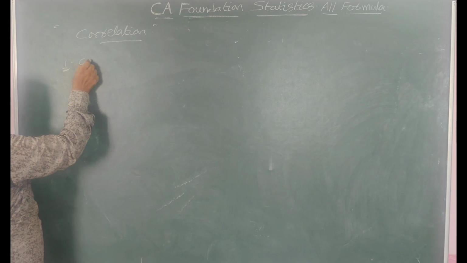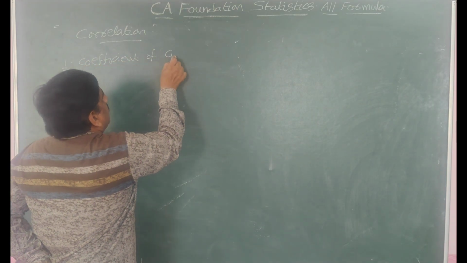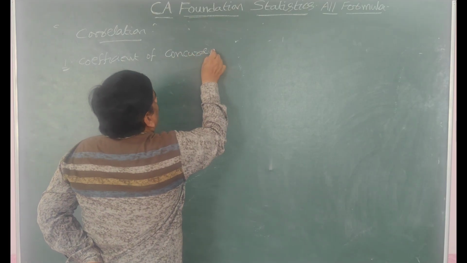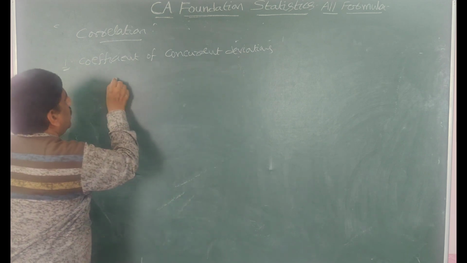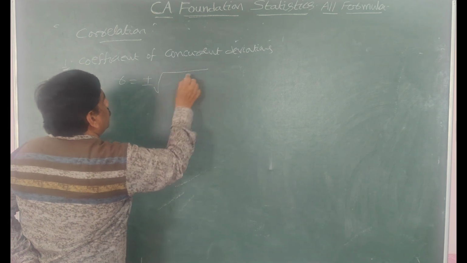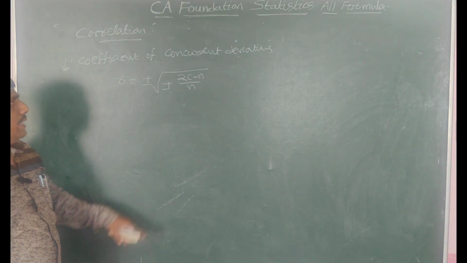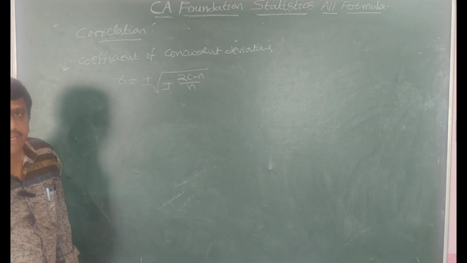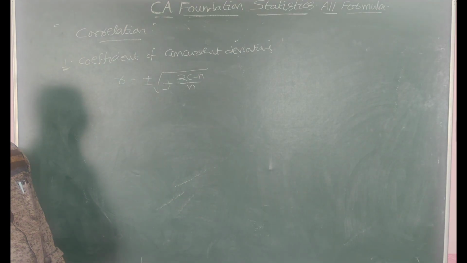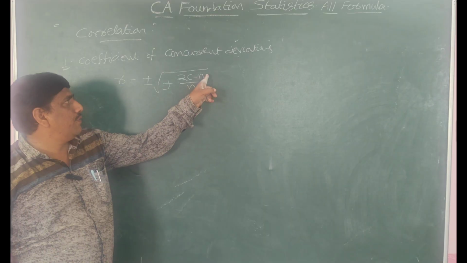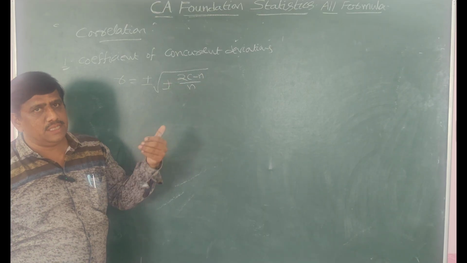So, coefficient of concurrent deviations. Formula is r equal to plus or minus square root of plus or minus (2c minus n) by n. Here n is the number of deviations, which is always 1 less than the number of pairs. If the number of pairs is 10, the number of deviations will be 9. If the number of pairs is 11, you have to consider the number of deviations as 10, like that.